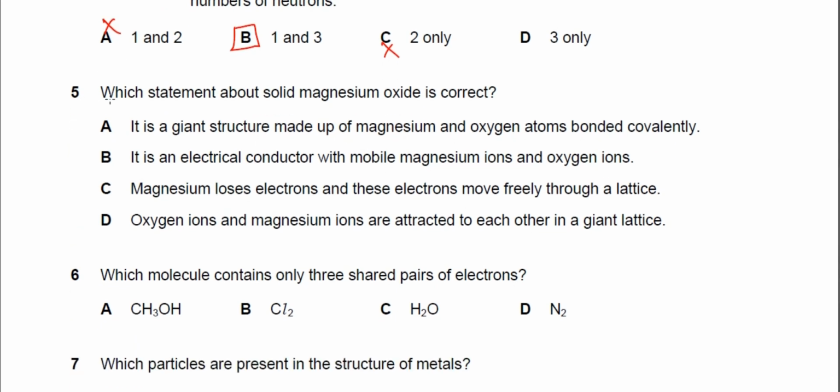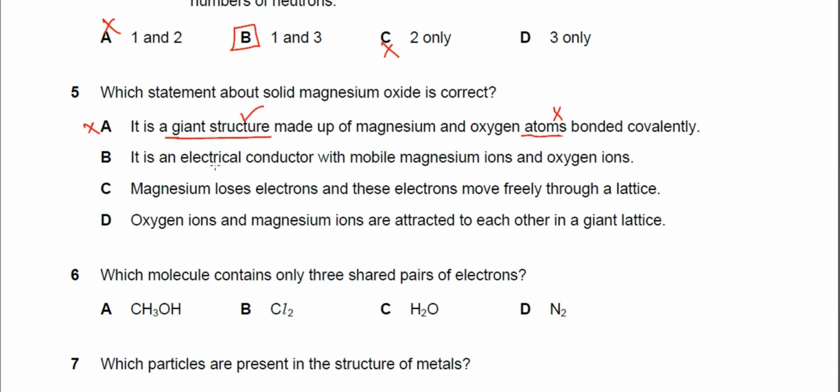In the fifth question, he says, which statement about solid magnesium oxide is correct? As we don't know what the examiner is trying to ask, we have to read all the statements carefully. He says it is a giant structure. Up to this part it is correct, because this is an ionic compound and all ionic compounds have a giant ionic lattice or giant ionic structure made up of magnesium and oxygen atoms. That part is wrong, because magnesium oxide is an ionic compound and is made up of oppositely charged ions, not atoms. So statement 1 is incorrect.